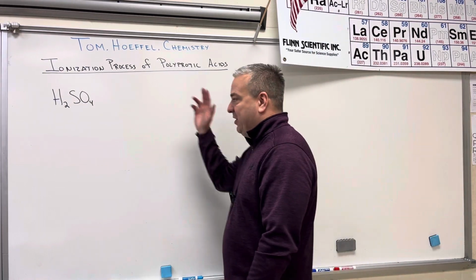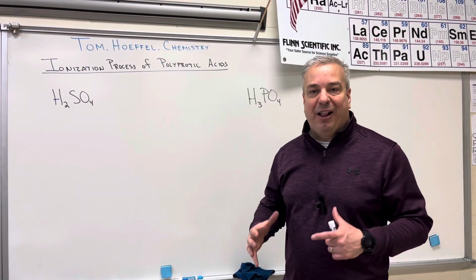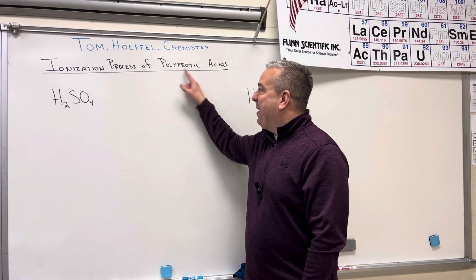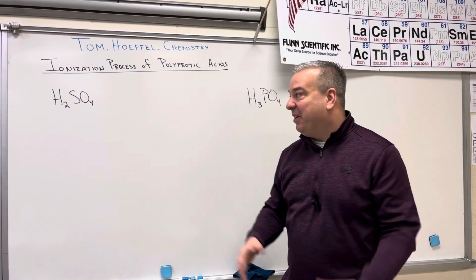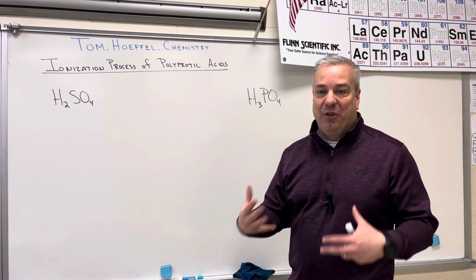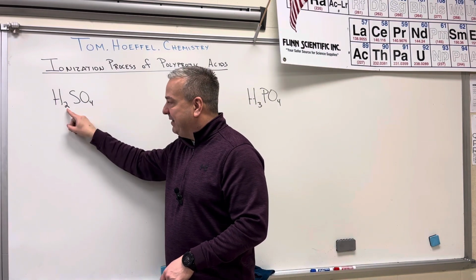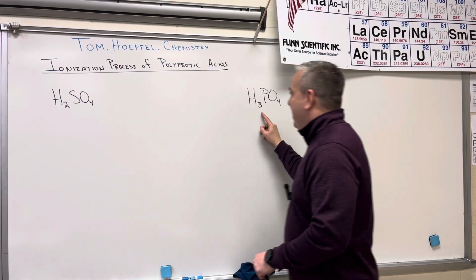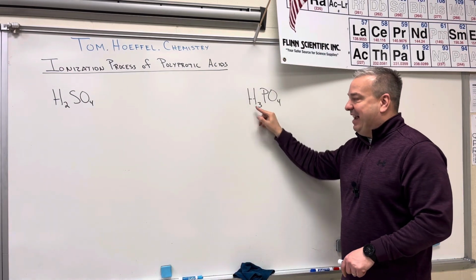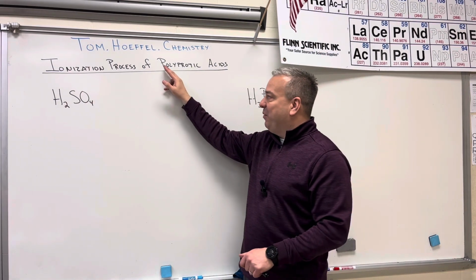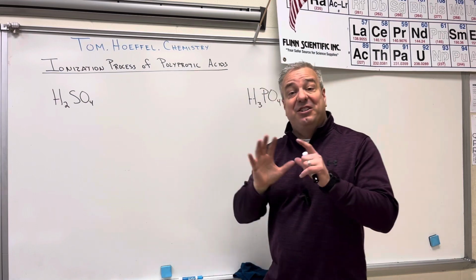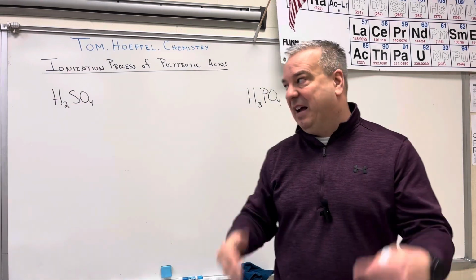In this video, we're going to talk about the ionization process of polyprotic acids. Now, I know polyprotic seems like a big word, but all it means is that there's more than one proton. And the two acids that we're going to look at are sulfuric acid that has 2 protons, and phosphoric acid that has 3 protons. So once again, the word polyprotic just means many protons, okay?